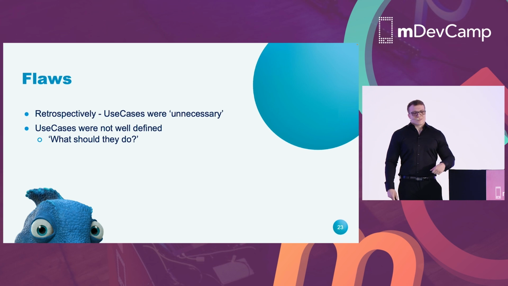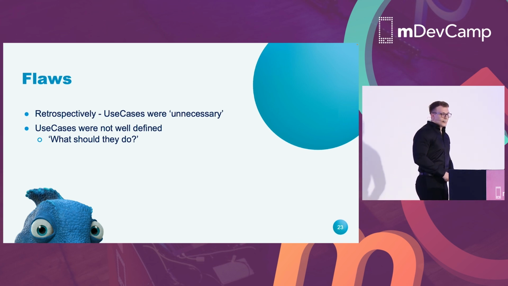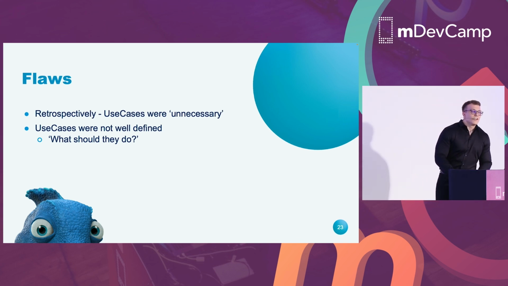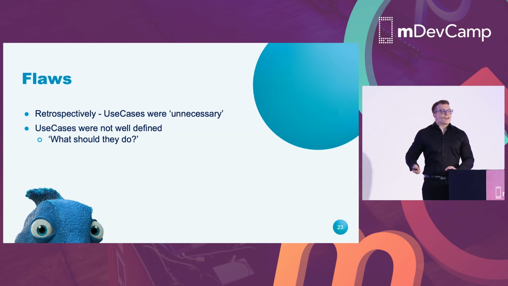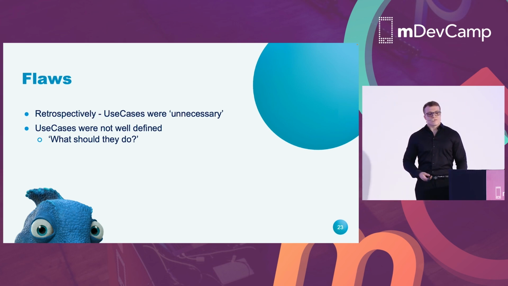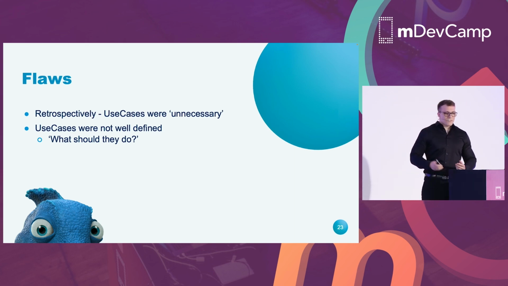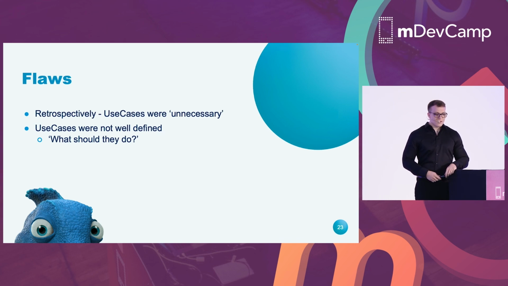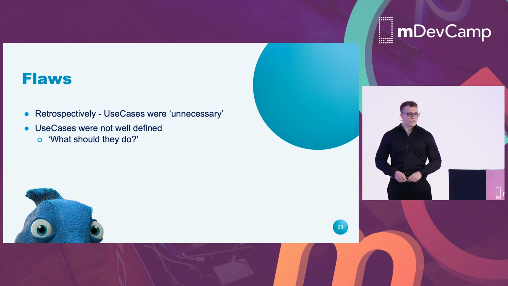So there were some flaws. As I mentioned, retrospectively, use cases were unnecessary. You've seen it, right? The only thing it did, it called the repository. Why won't the view models or presenters just use the repository in the end? And yeah, it should have been like that. That was a mistake.